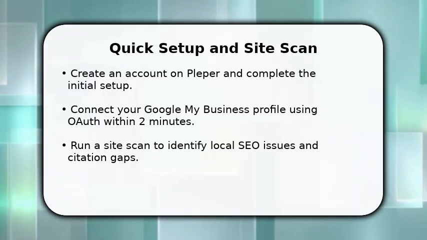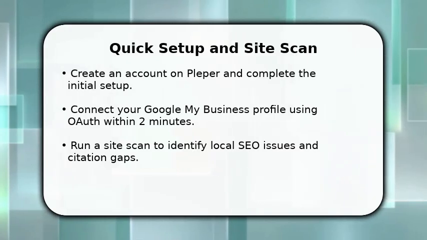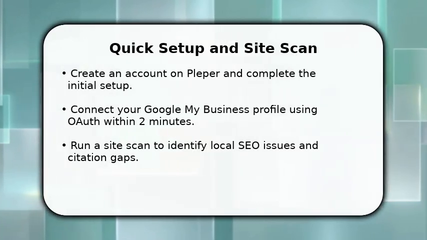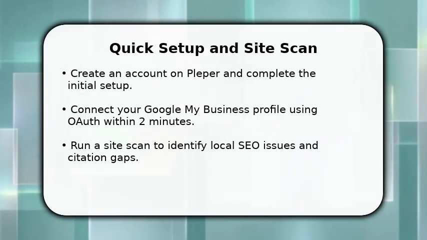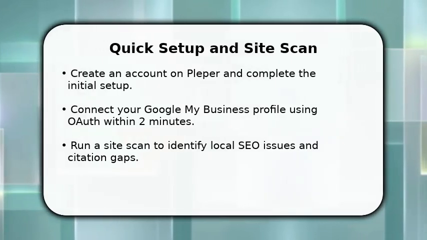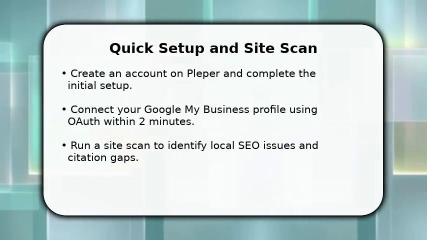Run a site scan to identify local SEO issues and citation gaps across listings and pages. Review the priority list of fixes that Pleper generates and note the top 5 items for immediate action. Schedule the first automated scan for 7 days after fixes are applied.